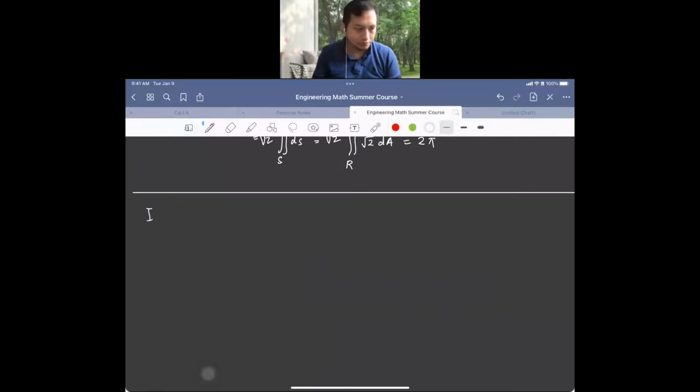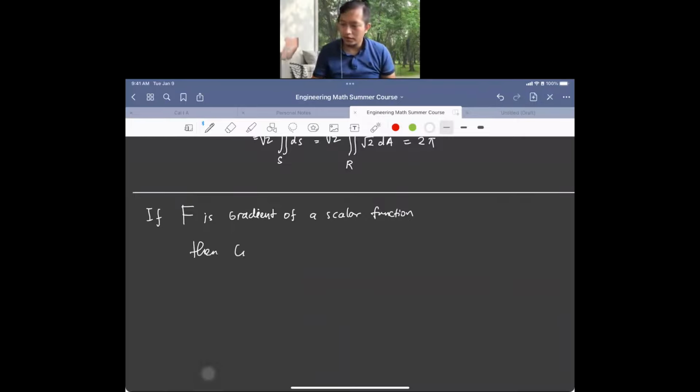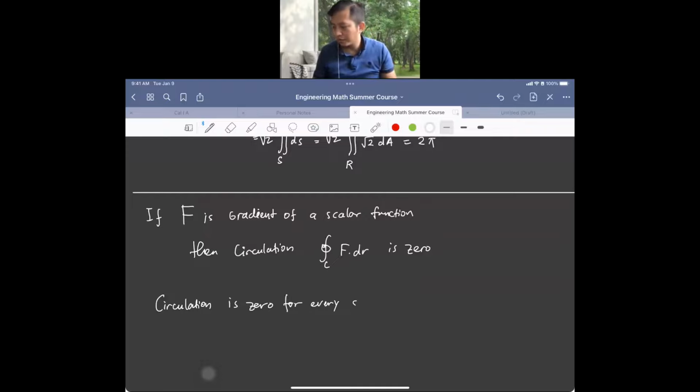So if the vector field is the gradient of a scalar function, then the circulation, the line integral of F dot dr, is zero. And then we can also show that the circulation is zero for every closed curve, or every simple closed curve.